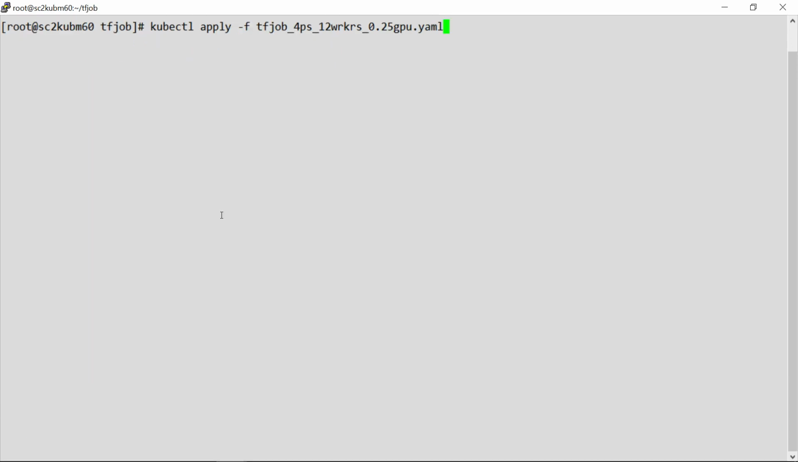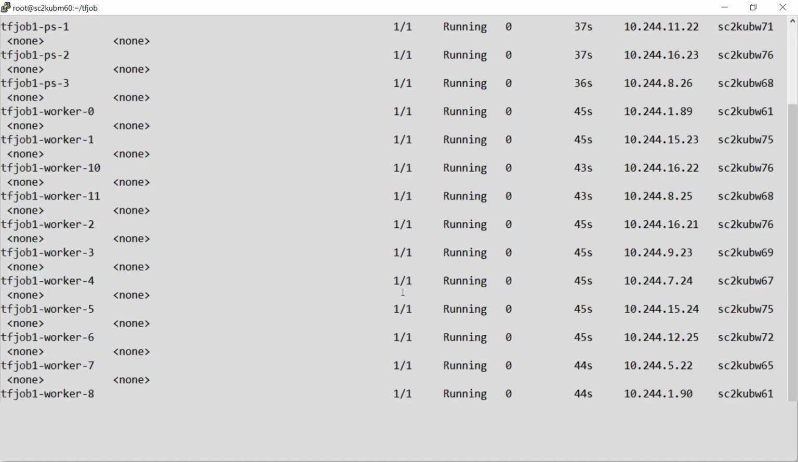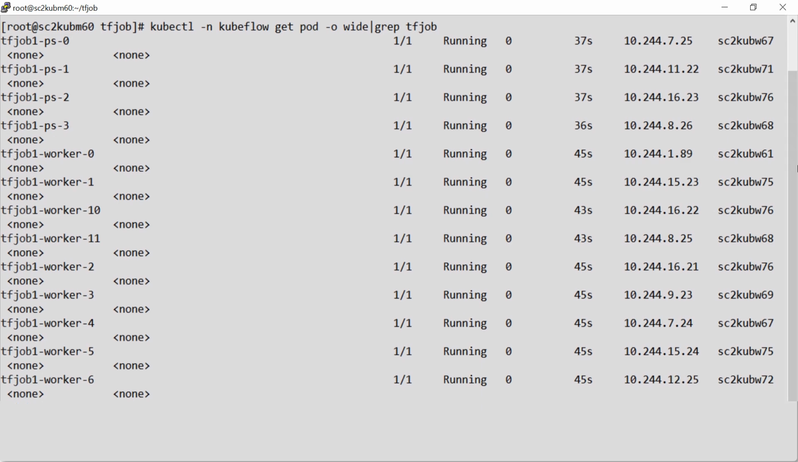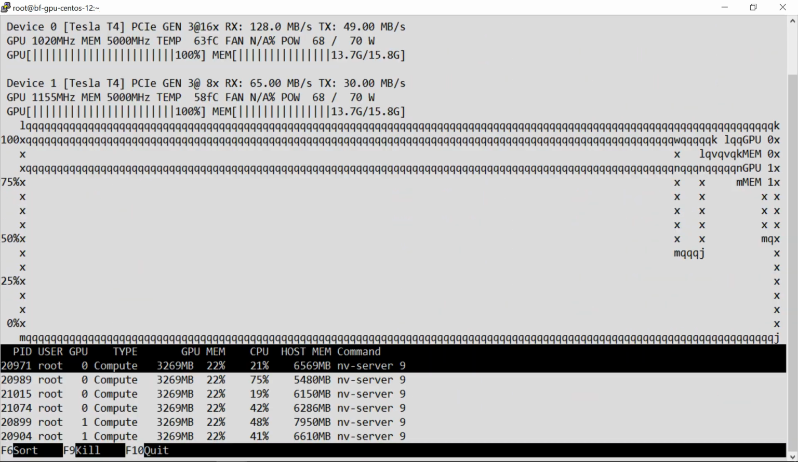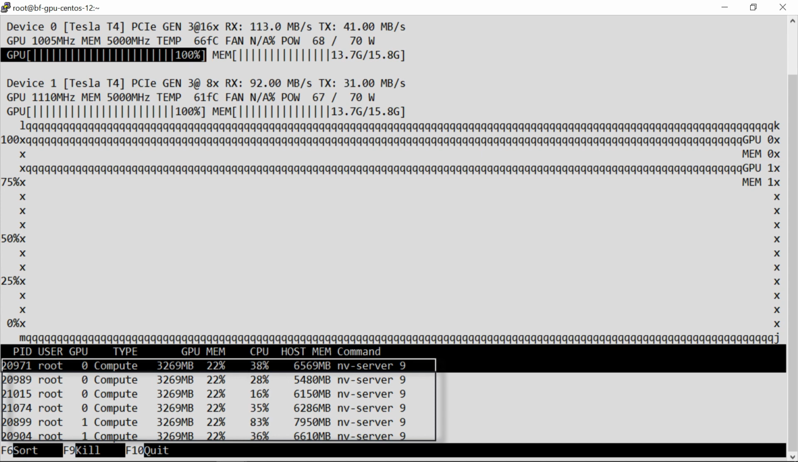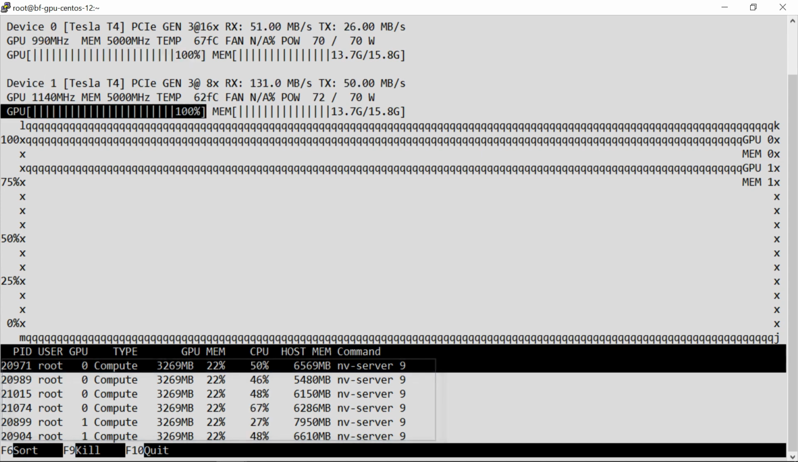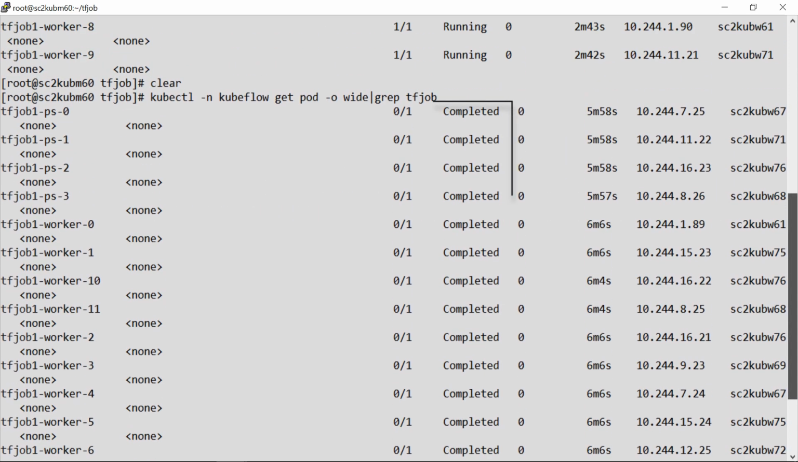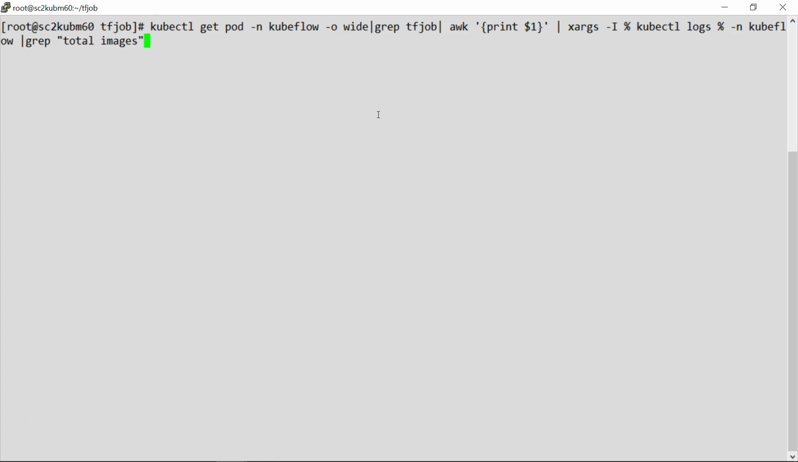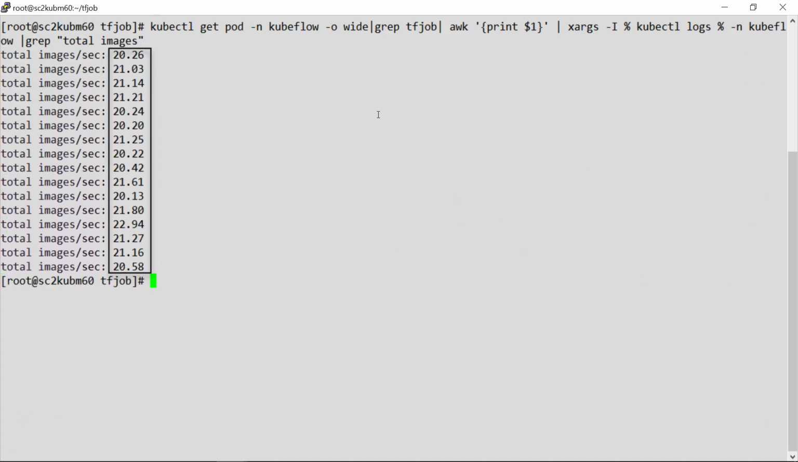Let us now run the TFJob benchmark. We're showing the test that was run with 16 pods, each using partial GPU. We now see the memory utilization and the tasks running on the GPU servers. Each process using partial GPU is clearly seen. The benchmark run is now complete. We now see the total images processed per second for all the 16 pods.